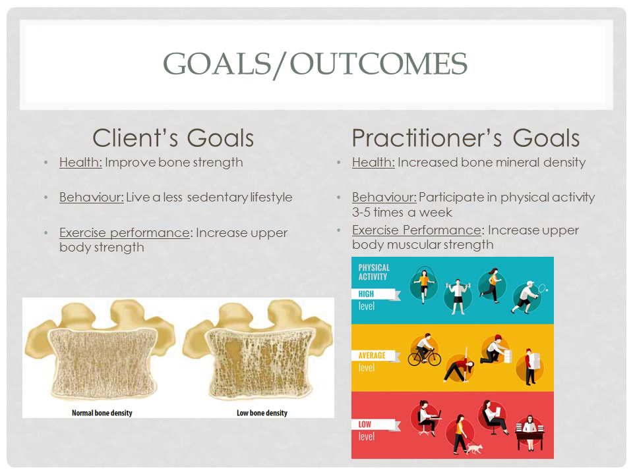In terms of goals, three main components were negotiated with the client. These were health, behaviour and exercise performance outcomes. During this time, the client acknowledged that due to their recent injury, they would like to increase bone health, upper body strength and become more consistent with exercise. After detailing the goals more specifically, a conclusion of increased bone mineral density, increased upper body muscular strength and a behavioural improvement of participating in physical activity 3 to 5 times a week was reached.